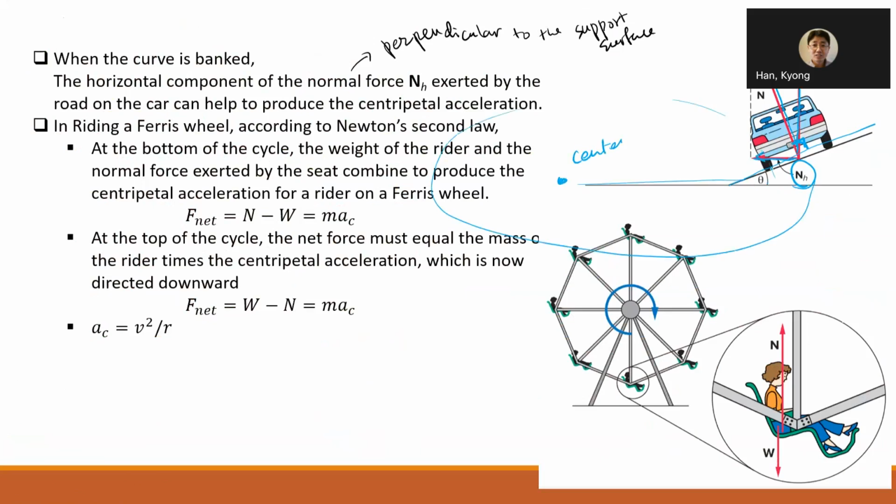In this case, this horizontal component works as the centripetal force. Then this vertical component can be balanced with the gravitational force. Gravity is in the downward direction, so the vertical component will be the same as gravity. This is the horizontal component of the normal force, NH. This NH will create the centripetal acceleration. The horizontal component of the normal force NH exerted by the road on the car helps to produce the centripetal acceleration.